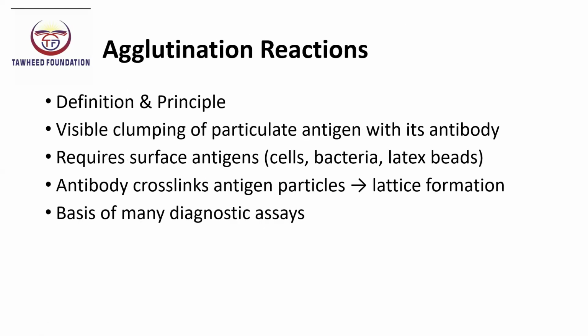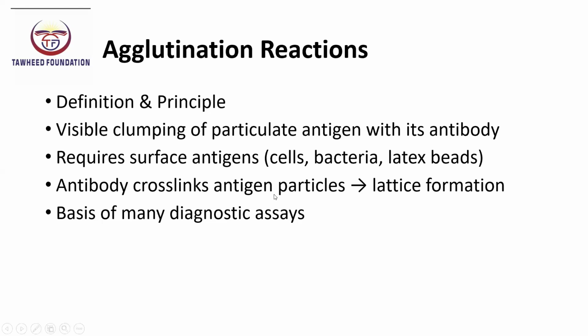As I mentioned this earlier, next is agglutination reaction. So agglutination reaction is an antigen-antibody reaction where particulate antigens such as cells, bacteria, or latex particles clump visibly when mixed with their specific antibodies. This reaction occurs because the antibodies cross-link the surface antigens on different particles, forming a lattice network that becomes visible as clumps.